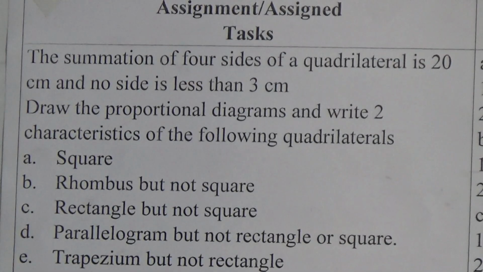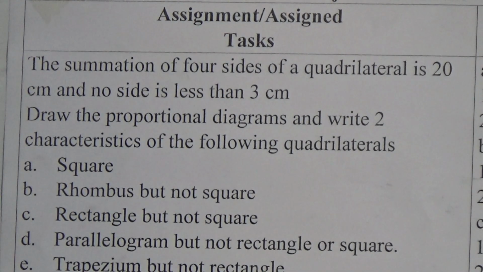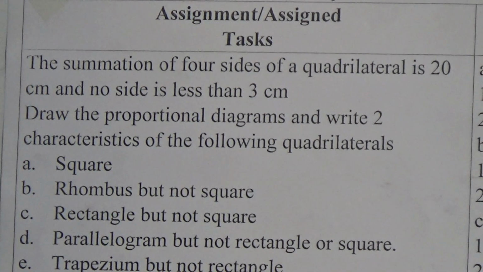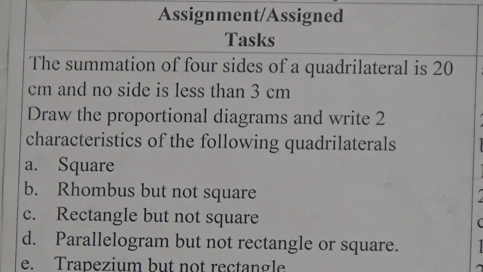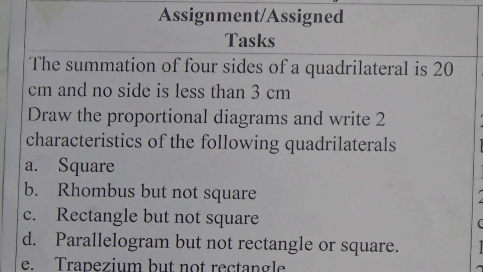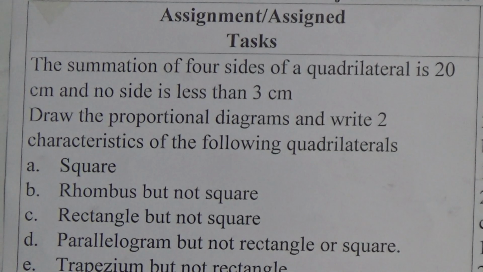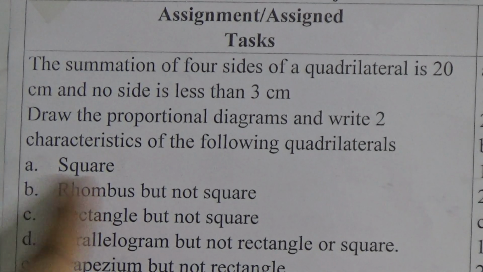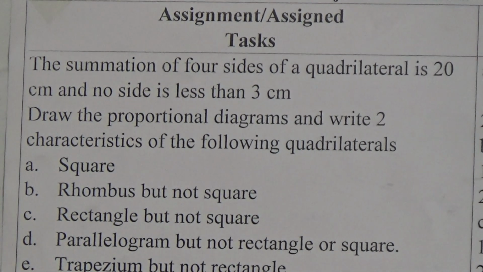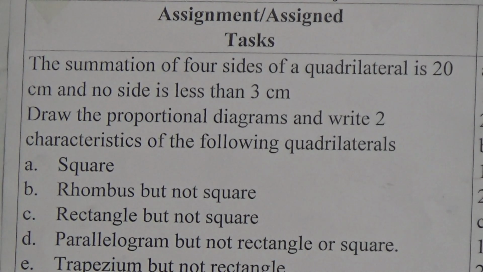So my dear students, now we discuss how to draw or find out the sides of a square, rhombus, rectangle, parallelogram or trapezium. Here you notice the step: the summation of 4 sides of a quadrilateral is 20 centimeters, and we know the summation of 4 sides of a quadrilateral is called the perimeter. Okay, so here you notice number 1, square. We know the definition of a square: a quadrilateral whose all sides are equal and all angles are right angles is called a square. So how can we find one side of the square?